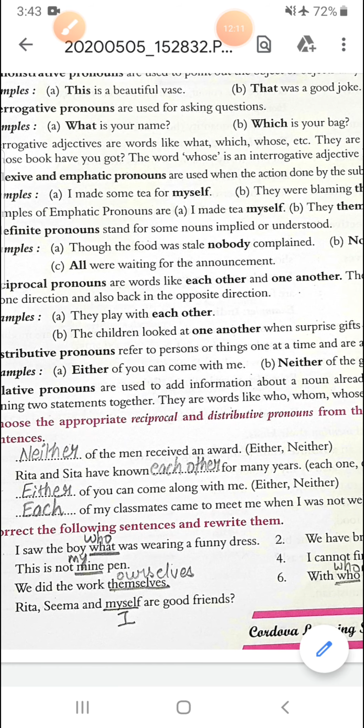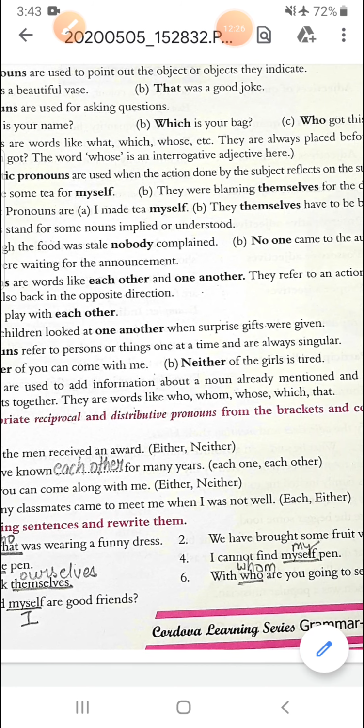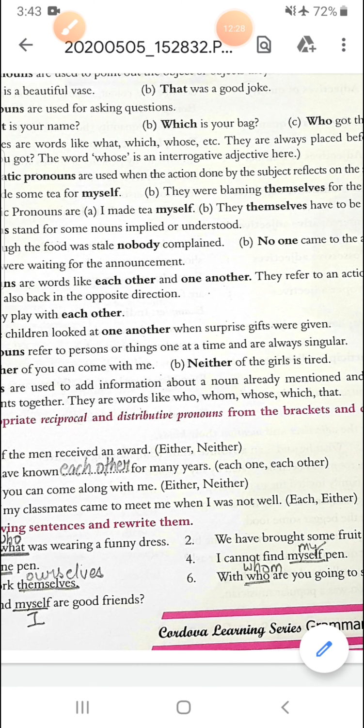See this example A. Either of you can come with me. So there were two, and I'm saying that one of you can come. So in place of that, I can say either of you can come. Like between you two, anyone can come. Then what I say? Neither of the girls is tired. Among all the girls, no one is tired. So I can say neither of the girls is tired. Understood?